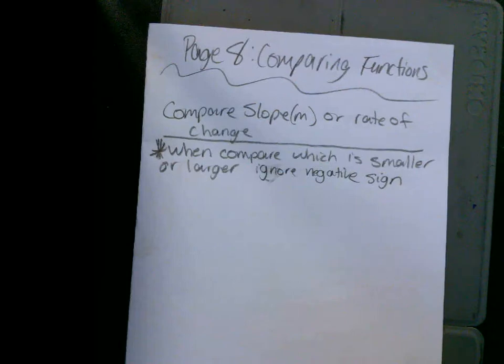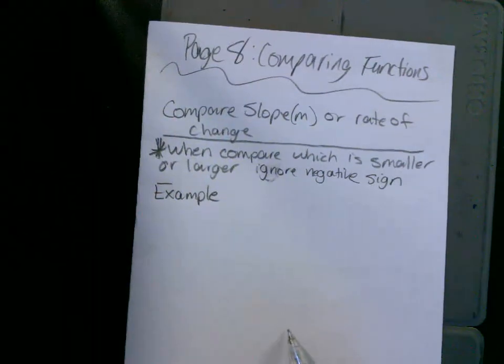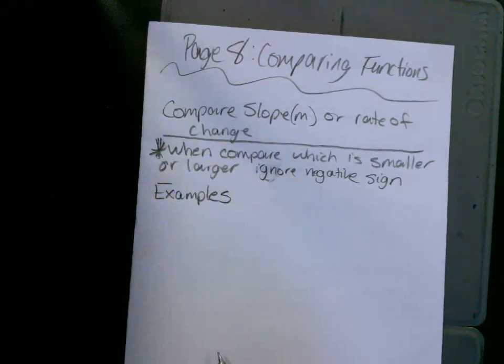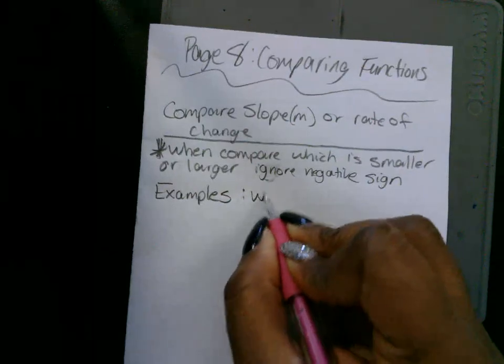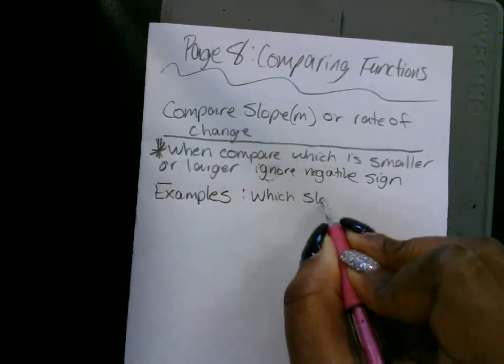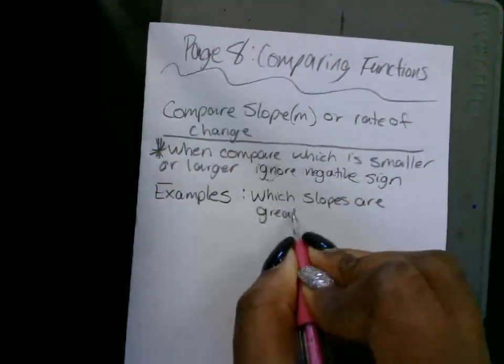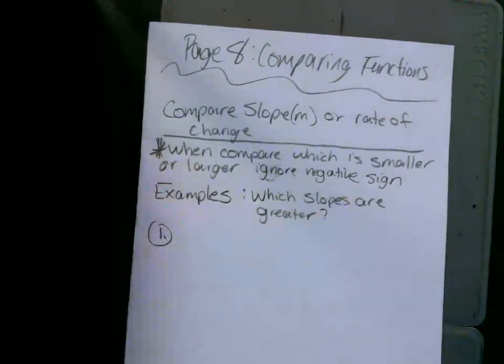Okay, so let's do an example. All right, which slopes are greater? Okay, and then we're going to do some examples. We're going to pick out the greater slope. I'm going to give you like 2 or 3 examples, okay? I'm going to do the first example, and then you're going to do the other 2 examples on your own.